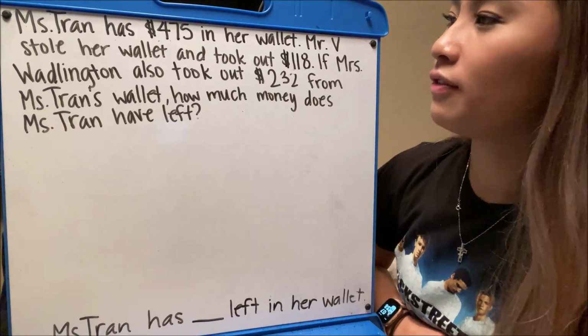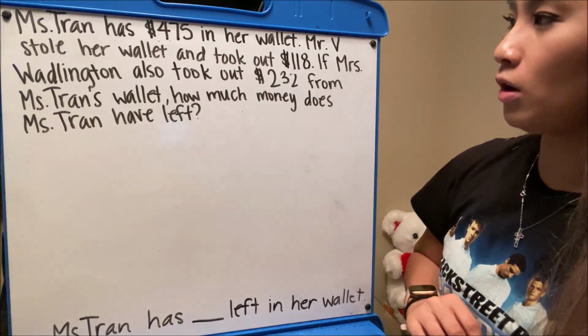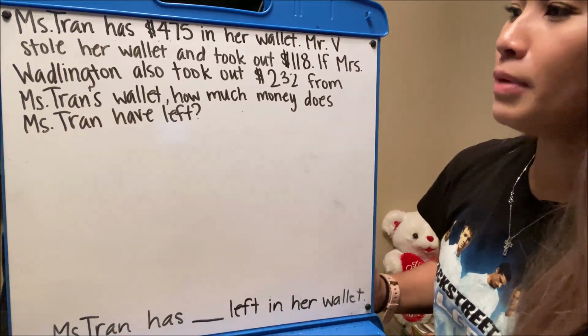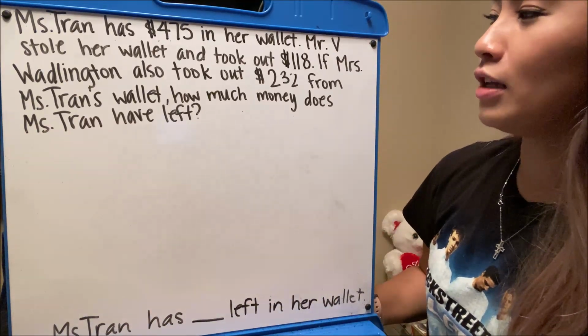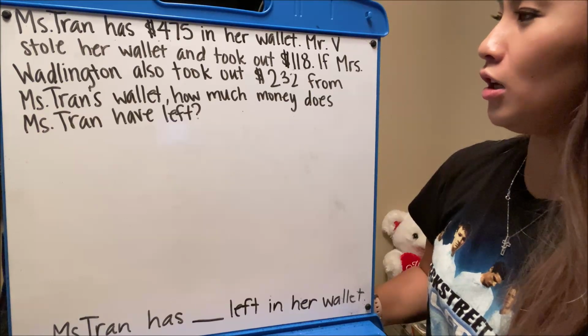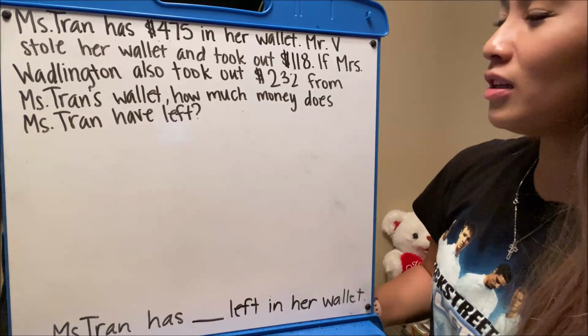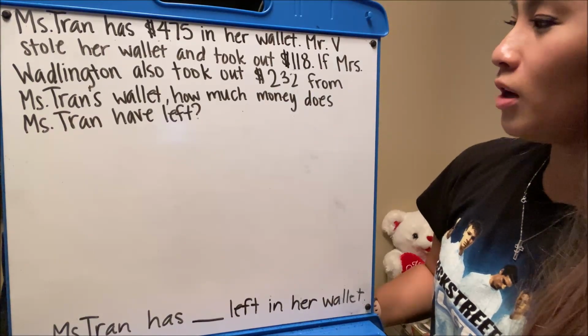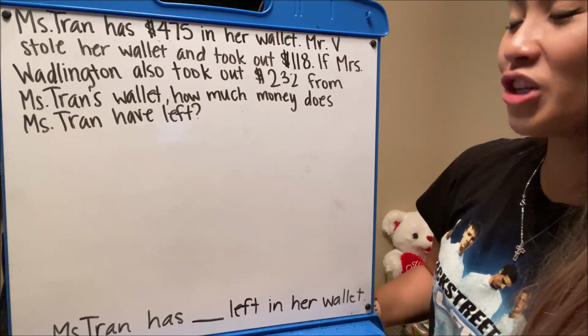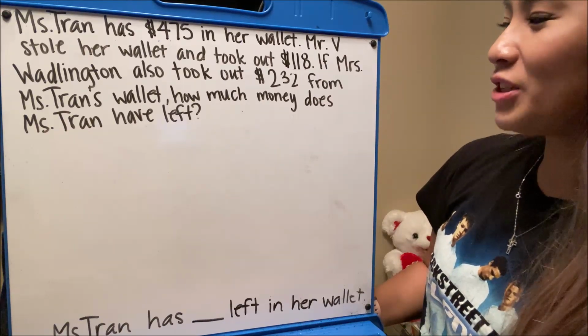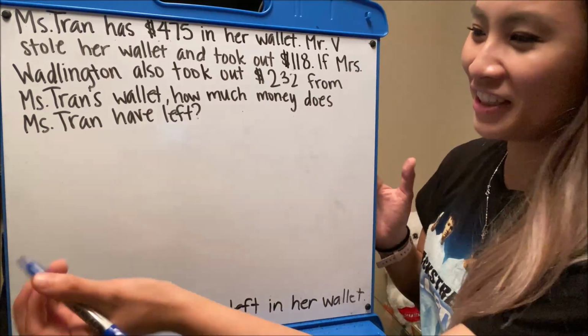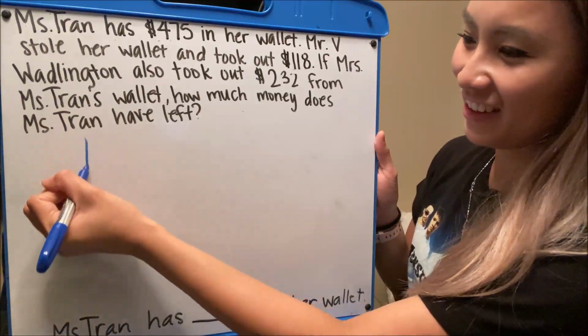Let's look at this problem together. Miss Tran has $475 in her wallet. Mr. V stole her wallet and took out $118. If Mrs. Wallington also took out $232 from Miss Tran's wallet, how much money does Miss Tran have left?